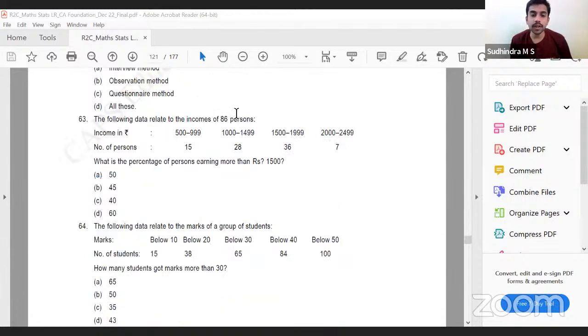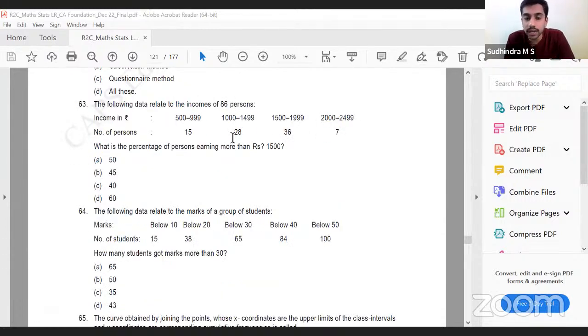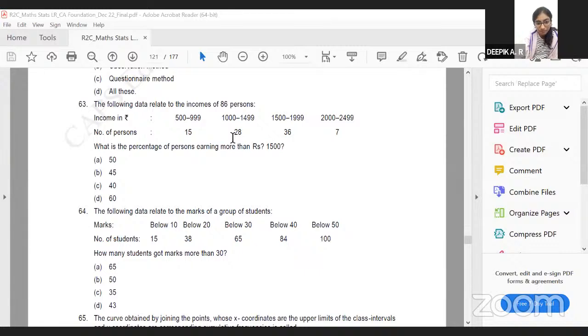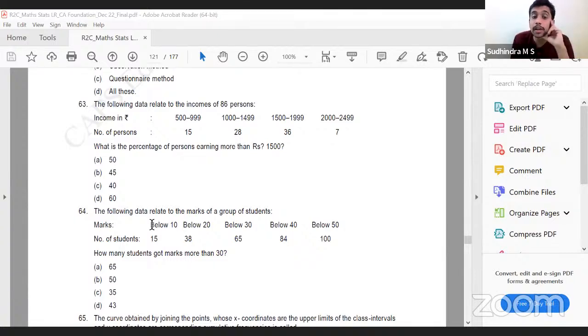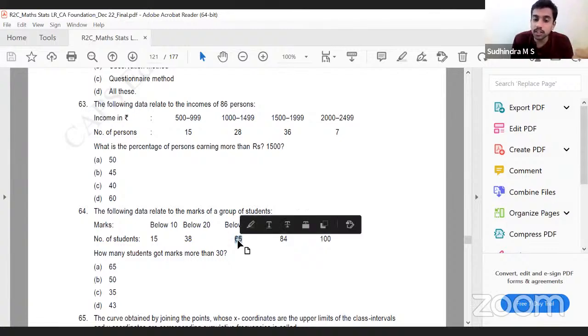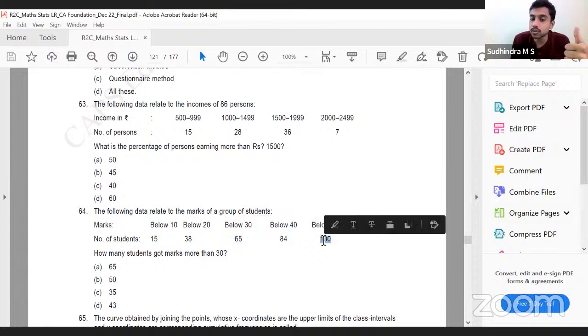Next question. The following data relate to marks of a group of students. How many students got marks more than 30? It is 35. This is below 10, below 20, below 30, the less than cumulative frequency. So below 30, it is 65. Total, there are 100 students. That means above 30, it would be 100 minus 65.